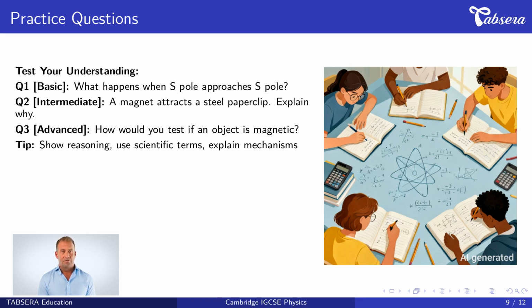For all questions, remember to show your reasoning clearly. Use scientific terms like attraction and repulsion, and explain the physical mechanisms involved. Write your answers now before looking at the solutions.